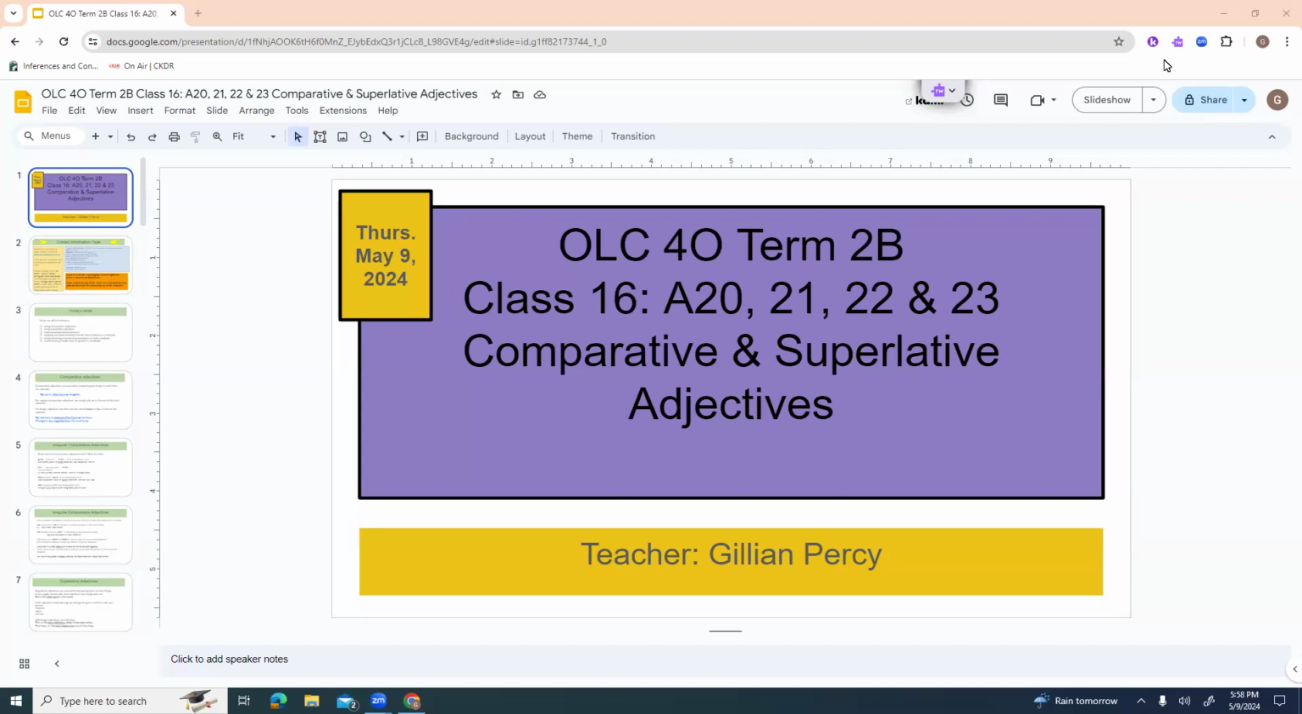Welcome to OLC 4.0. This is term 2B, and we are on class 16. Today we're going to look at A20, 21, 22, and 23, which sounds like a lot, but they're actually really short assignments that are all related to textbooks. And then we're also going to look at comparative and superlative adjectives. And as always, I am Jillian Percy.